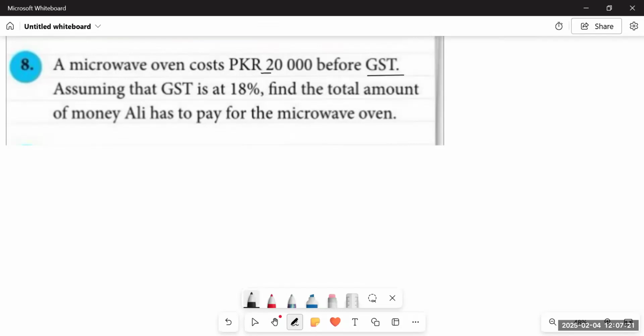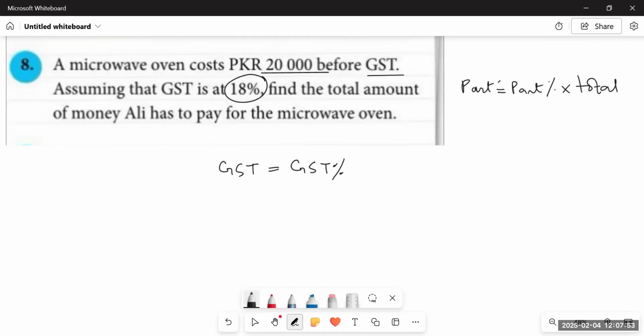I told you, if the total amount is given and the percentage of a part is given, all you need to do is multiply the two to find out the part. So just write it down somewhere and keep on revising these formulas. If you have to find out the part, you have to multiply the part percentage with the total given. So the part in this case is GST that we have to find. Its percentage is given, that is GST percent multiplied by the total. The total in this case is the oven cost. So GST percentage is 18% multiplied by 20,000.